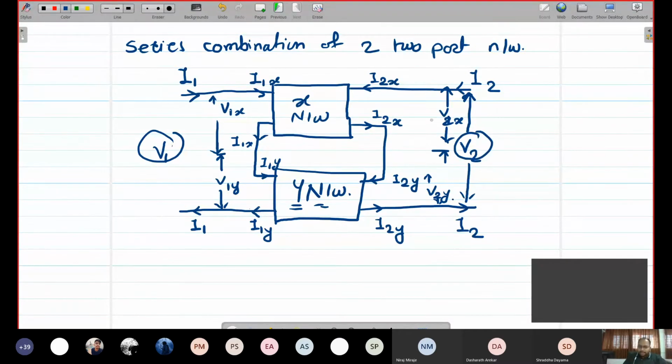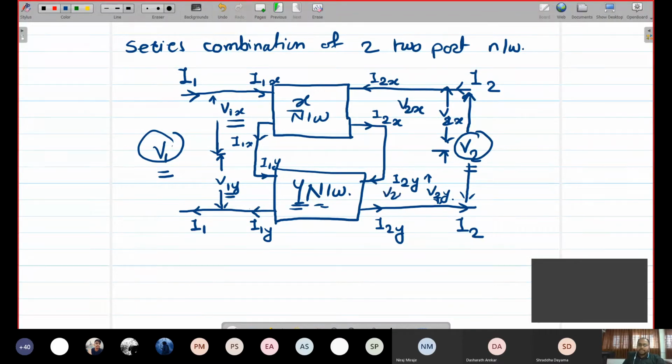V1X represents the V1 voltage for this X network. V1Y represents the V1 voltage at this Y network because of this V1. Are you getting it? Similarly, for V2, this is V2X and this is V2Y. Are you getting it? Great.